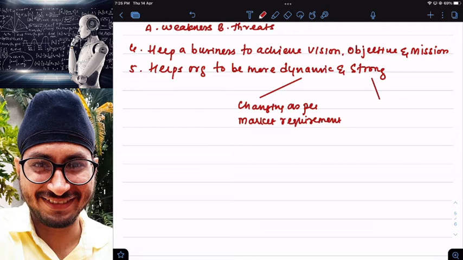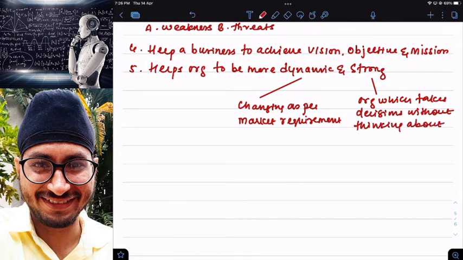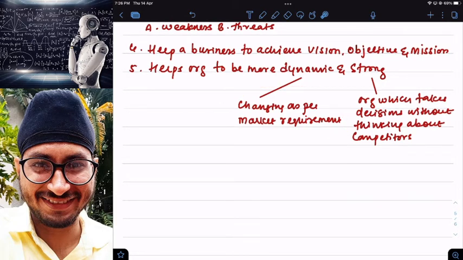And then strong organization means organization which takes decisions without thinking about competitors. If a company is able to take a decision, if a company is able to prepare a plan without thinking about what its competitors are doing, then it means what, sir? It means that company is a strong company. And what do we mean by dynamic? I am making changes in my business as per the changes in market, my customer taste and preferences.